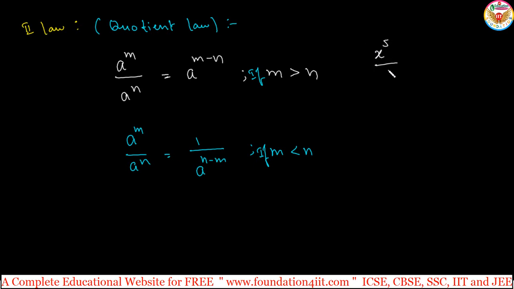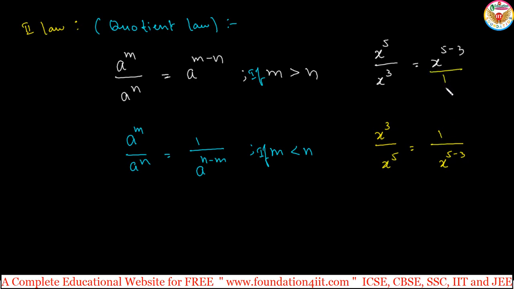x to the power 5 by x to the power 3. This is x to the power, just 5 minus 3. So the denominator power is taken away, so minus 3. Or else, a similar type: x to the power 3 by x to the power 5. So the denominator is the bigger number, the denominator power is bigger. So this we can write as 1 divided by x to the power 5 minus 3. So this power is in the denominator place. It will be empty.